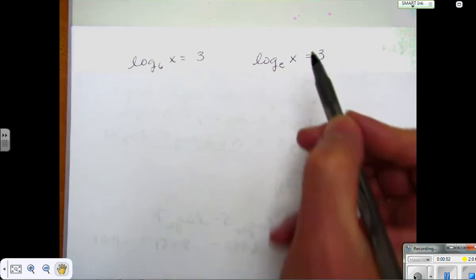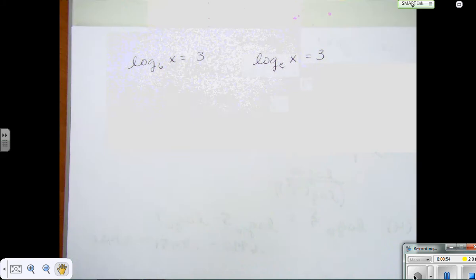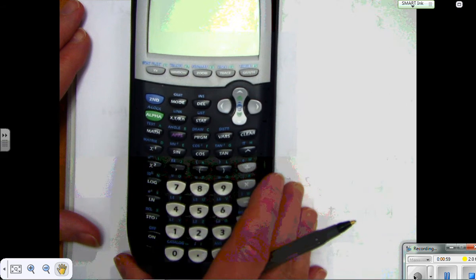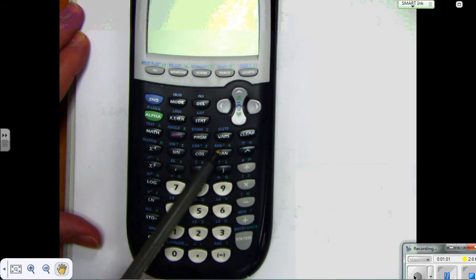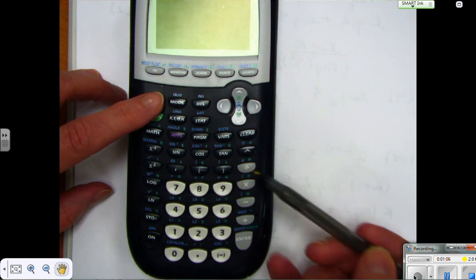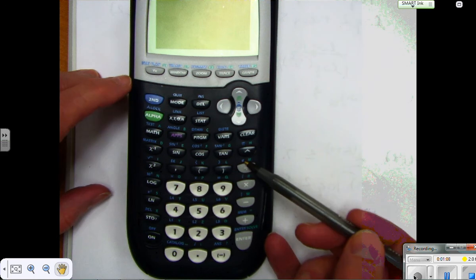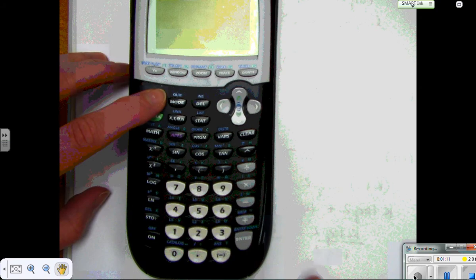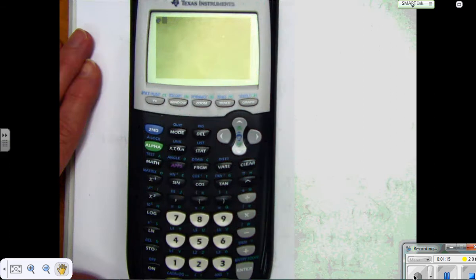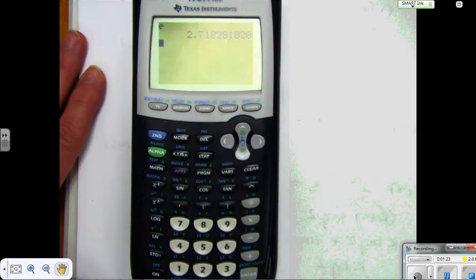Okay? And there's actually a key on your calculator. It's the second function key. The division sign, the e is right above your division sign. So you can press second and divide, and it gives you just an e on your screen. So if you press enter, e to the first power is 2.71828, and so on.